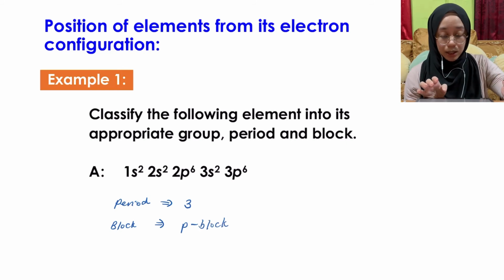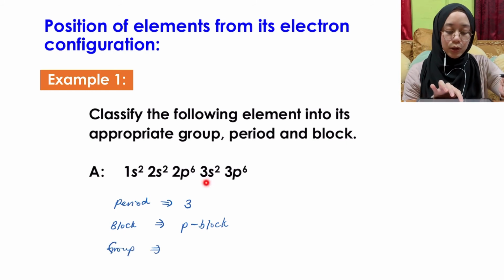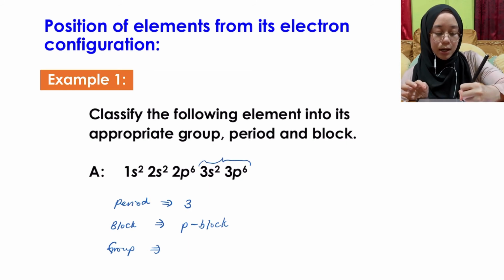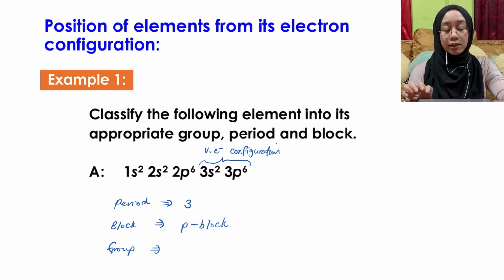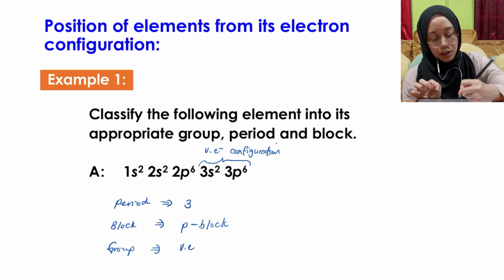Okay, and then last kali adalah dia punya group. So kita nak determine the group. So group pula, kita kena tengok this whole thing. So 3s2 3p6 ini adalah yang kita panggil sebagai valence electron configuration kan. Untuk p orbital, dua-dua ni adalah considered sebagai the valence electron configuration. Jadi kita just kena tambahkan bilangan elektron yang ada dalam 3s orbital and also 3p orbital. So the valence electron adalah 2 tambah 6, so kita ada 8.